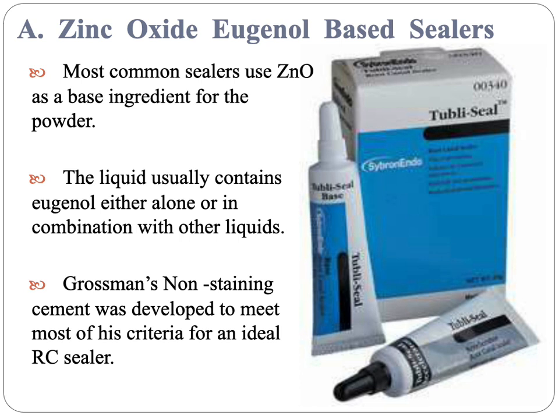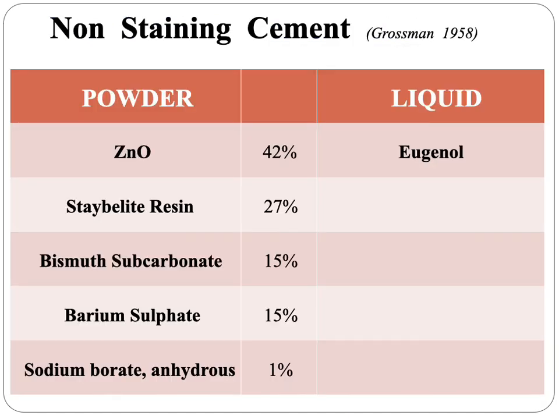The most common sealers used are zinc oxide based, and the base ingredient is zinc oxide. They usually contain eugenol, either alone or in combination with other liquids to improve the handling characteristics of the sealer. And Grossman's non-staining cement was developed to meet most of his criteria for an ideal root canal sealer.